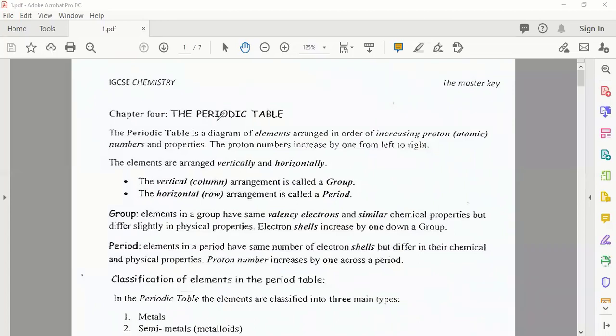Bismillahirrahmanirrahim. So our topic today is the periodic table. First of all, you should know what a periodic table is if you are going to define it. It is a diagram of elements, or you can say an arrangement of elements in which they are arranged according to their increasing proton number. You can say proton number, or you can also say atomic number.